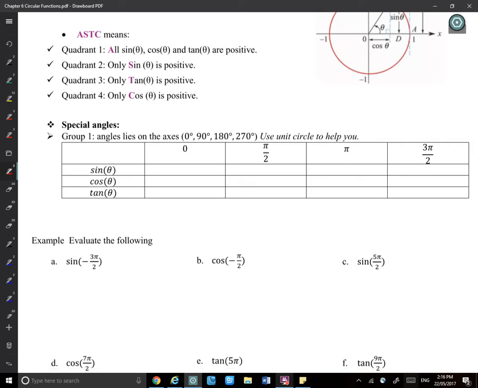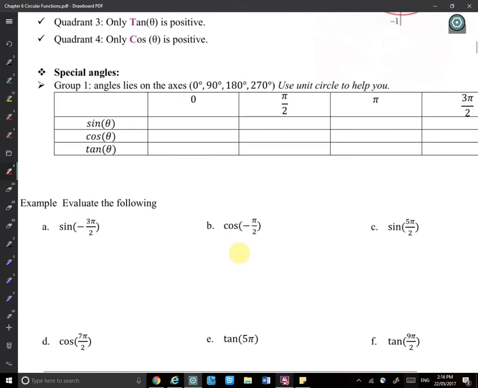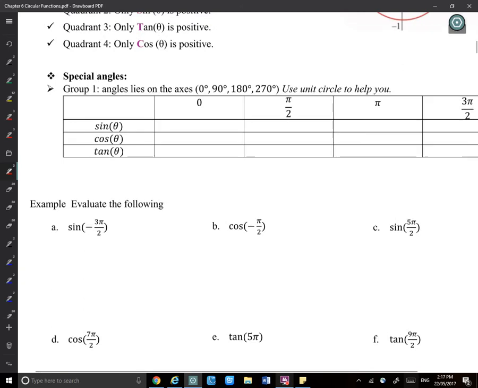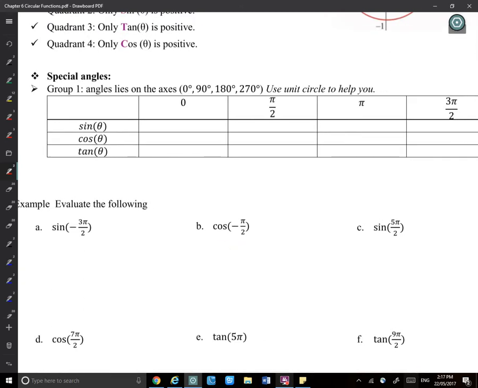So what are special angles? Special angles are angles whose sine, cosine, and tangent values you can write in exact form. So we have two groups of special angles. The first group is the multiples of 90 degrees. Any angle that lies on an axis will be a special angle.